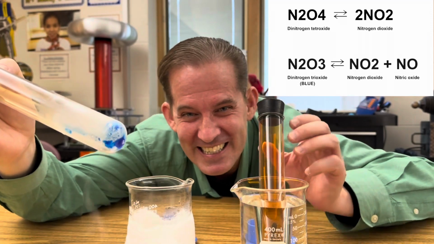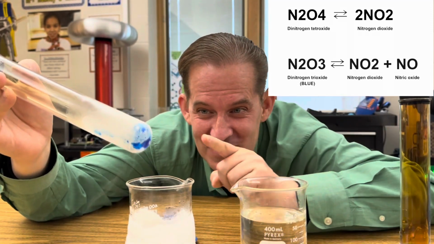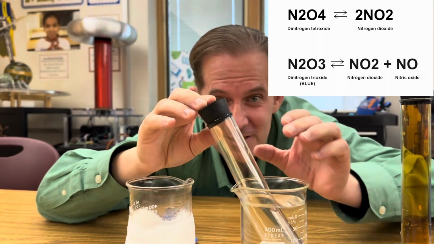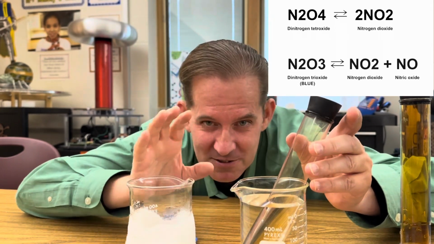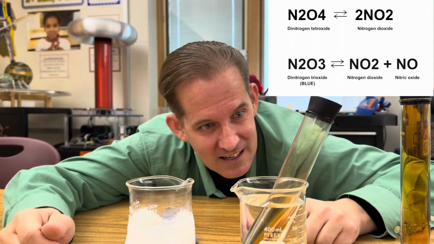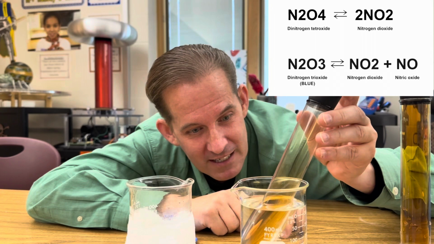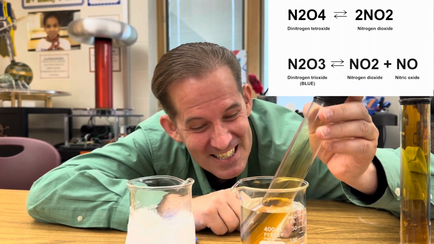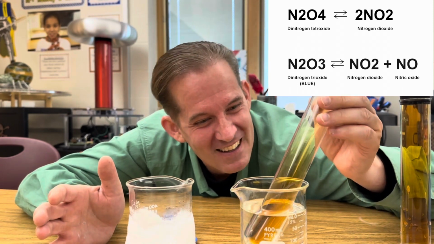Isn't that amazing? And then if I warm it up, that dinitrogen trioxide starts to decompose back into nitrogen dioxide, which is that brown gas that you see, and nitric oxide, which then combines with oxygen to make more nitrogen dioxide. And that's that brown colored gas that you see emerging right now. Isn't that amazing? Just a great way to demonstrate Le Chatelier's equilibrium principle.